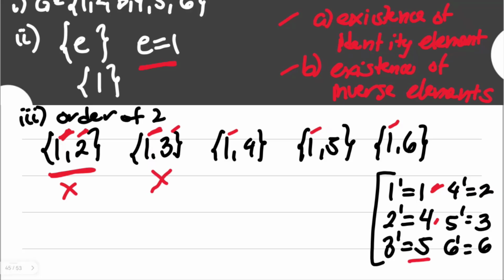Next, for 4, 1, the inverse of 1 is 1. The inverse of 4 is actually 2. Drop that. Then for 1 and 5, the inverse of 1 is 1, but the inverse of 5 is 3. Drop that. How about 1 and 6? The inverse of 1 is 1. The inverse of 6 is 6. So this is okay to be validated by our last step.